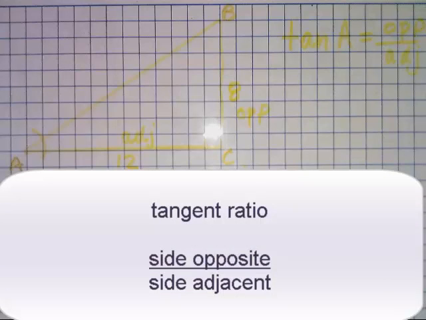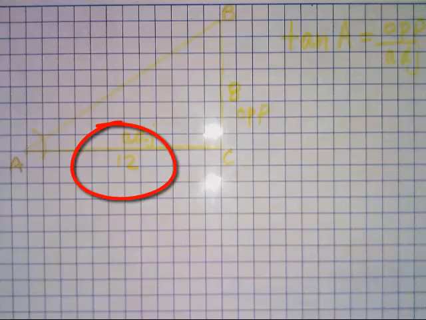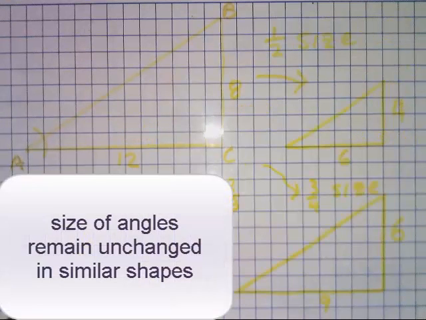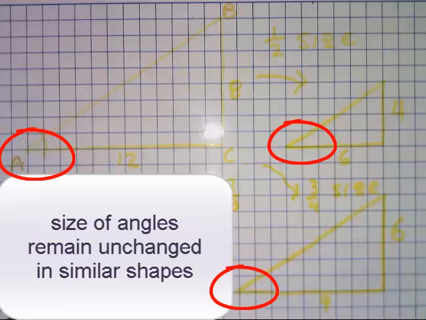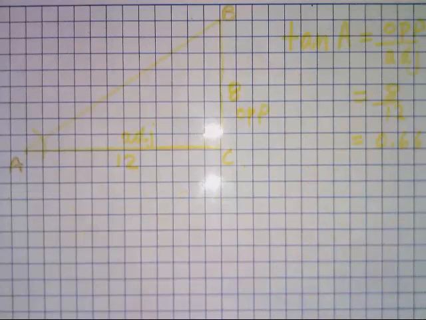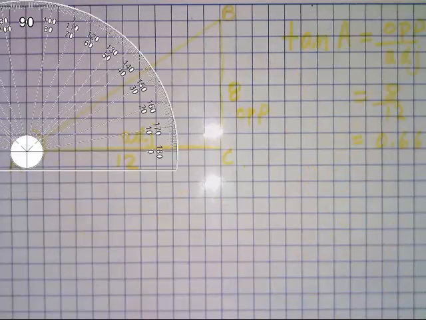It is defined as the opposite side of the angle divided by the adjacent side. So the tangent of angle A is 8 over 12. 8 over 12 reduces to 0.6 repeating. Let's go back to another property of similar triangles. The size of angles remains unchanged in similar shapes. The size of the angle here, here, and here is the same for all three triangles. All three triangles are similar. The angles remain unchanged. That means that this angle is unique and that we can actually find it.